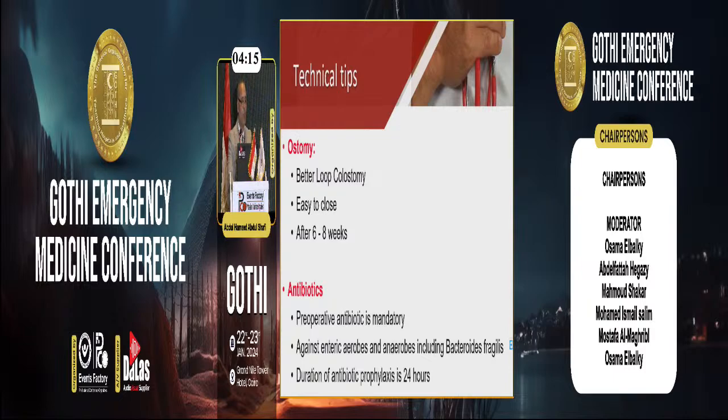Ostomy is usually a loop colostomy, easy to close, usually after 6 to 8 weeks. Antibiotics: preoperative antibiotic is mandatory against enteric, aerobic, and anaerobic organisms, including Bacteroides fragilis. The duration of antibiotic prophylaxis is usually 24 hours.